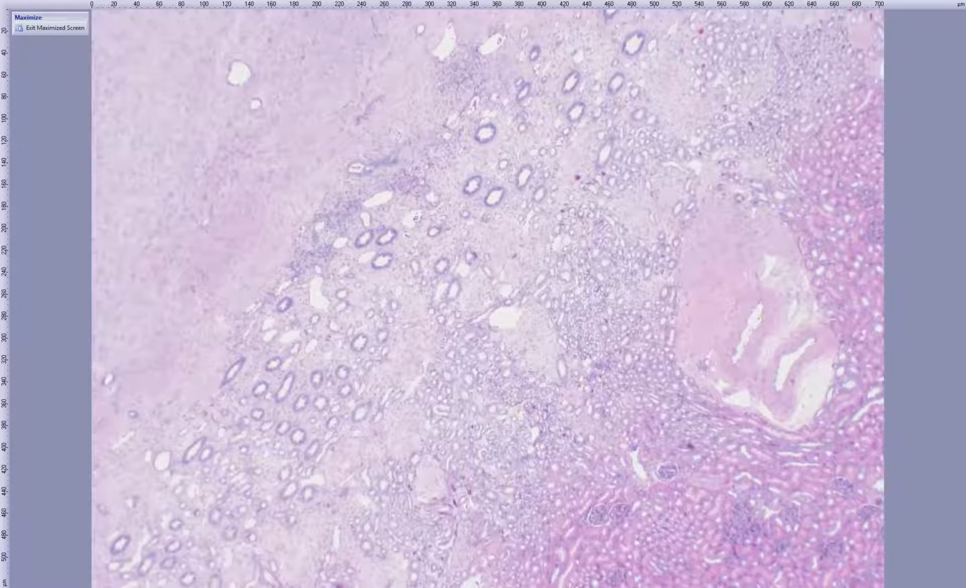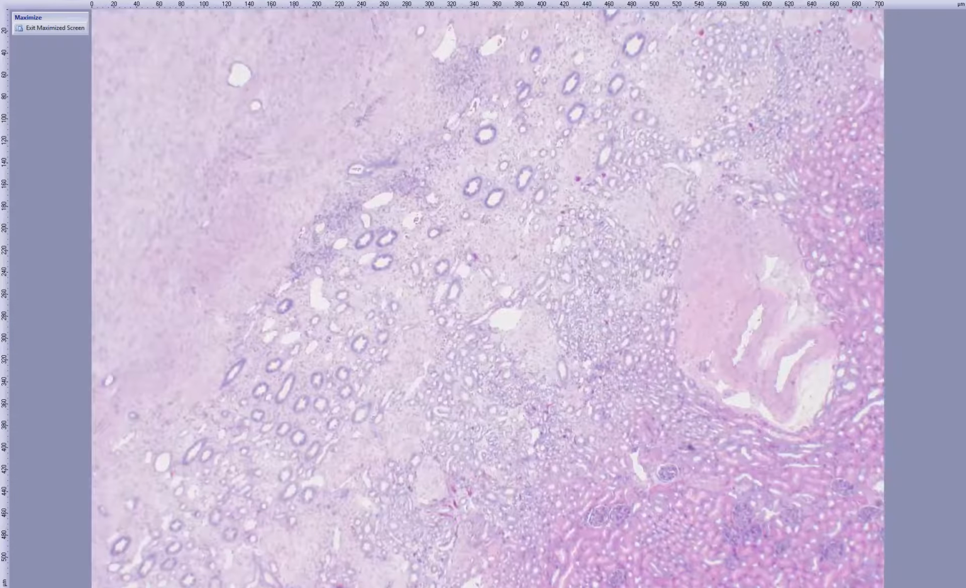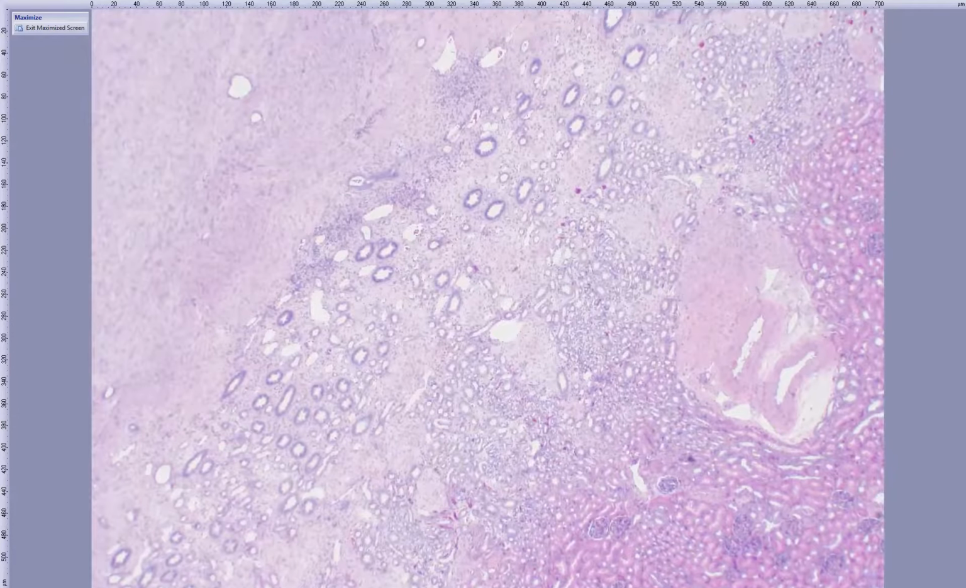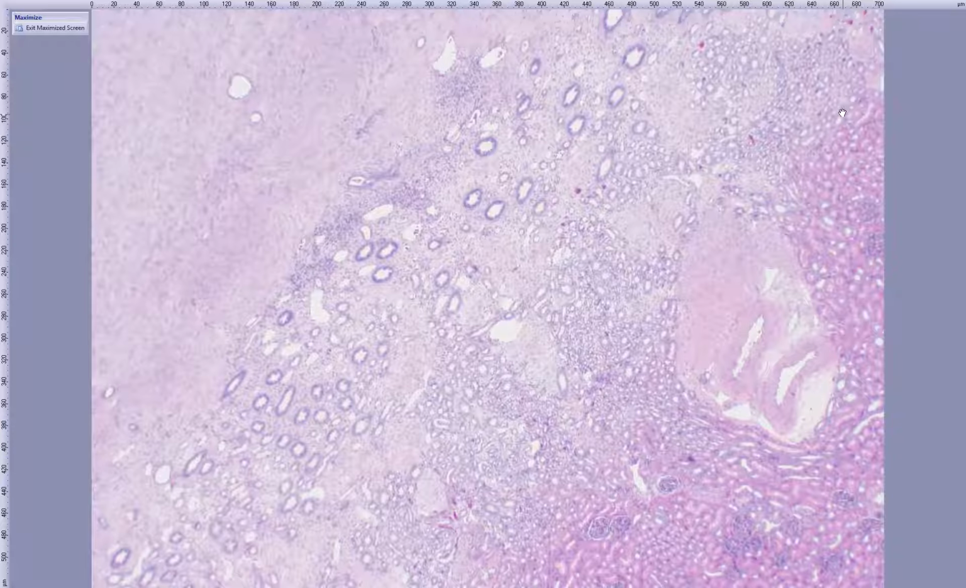So right now we're at the interface between the normal kidney, which you can see down here in the lower right corner, and the tumor that's up here in the upper left. One of the things to note right off the bat here is that there is no fibrous pseudocapsule separating the tumor from the more normal appearing kidney. That's an important distinguishing factor of this tumor from, say, a stromal predominant Wilms tumor.